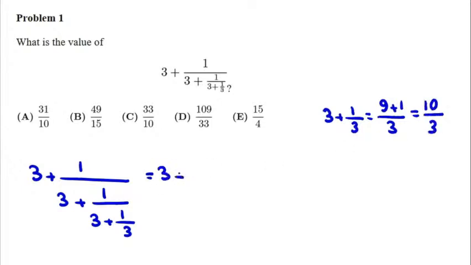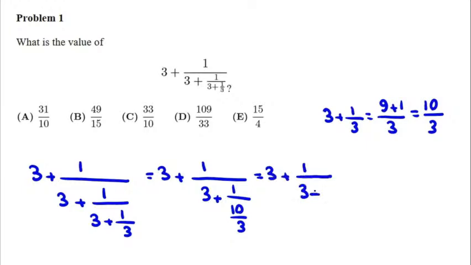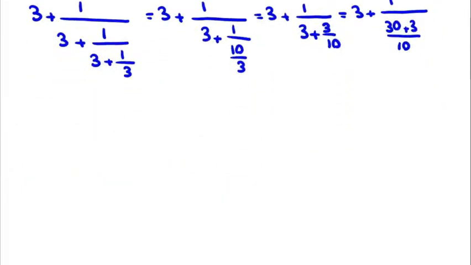So it will be 3 plus 1 over 3 plus 1 over here, I write 10 over 3. And it will be 3 plus 1 over 3 plus 1 over 10 over 3, which will be 3 over 10. And then we can see it will be 3 plus, in the denominator I use common denominator 10, it will be 30 plus 3, and it will be 33.